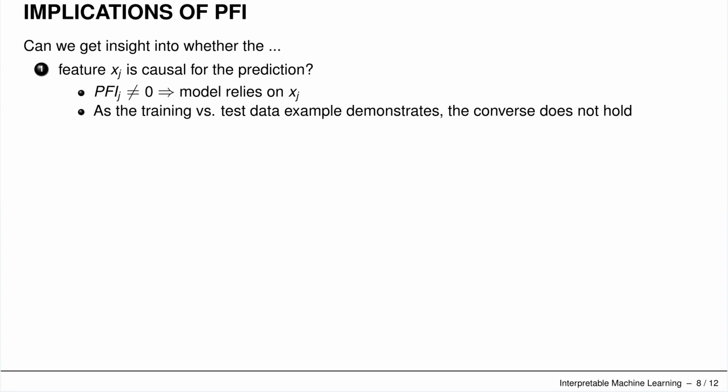But in the other direction, it does not hold. If the model relies on xj, it doesn't have to mean that the PFI is different from 0. For example, in the training and test data example, we have seen that on the test data, PFI is 0, even if the model relies on xj.